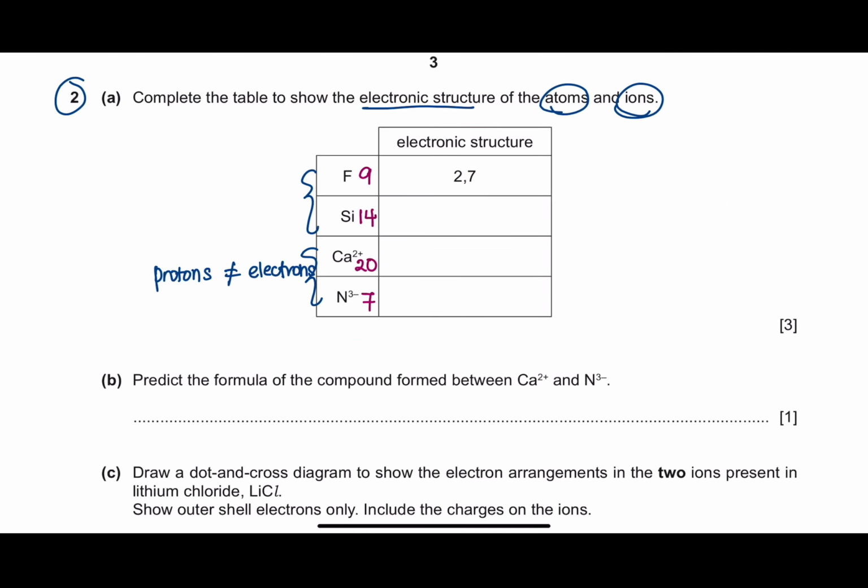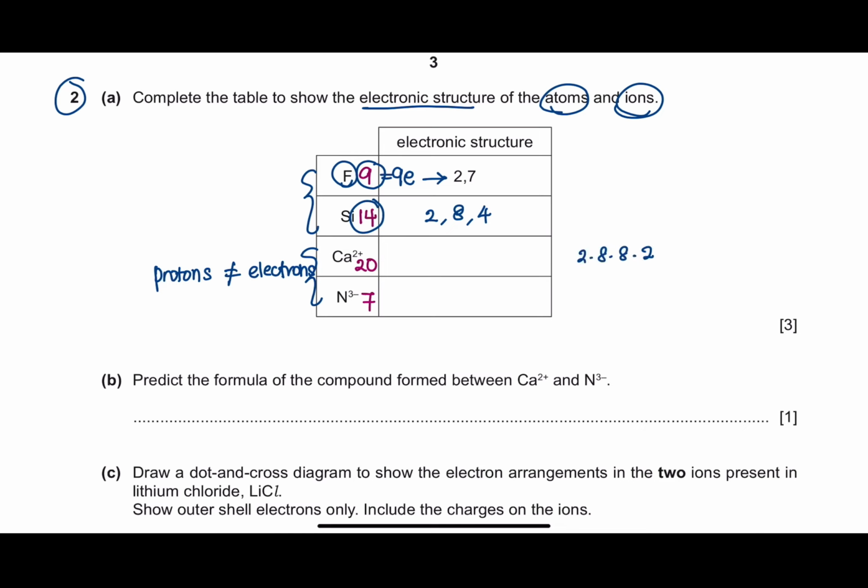Now these are the proton numbers of each element. Since fluorine is an atom, you would have a similar electron number, which is also 9, and this is how you'll get your electronic structure. Silicon is also an atom here, so it has a similar number of electrons. Your electronic structure would have 2 electrons on the first shell, 8 on the second shell, and 4 on the final shell. Now as for calcium, this is an ion.